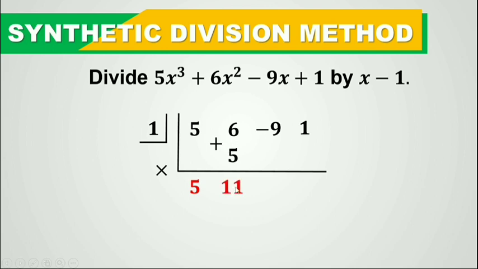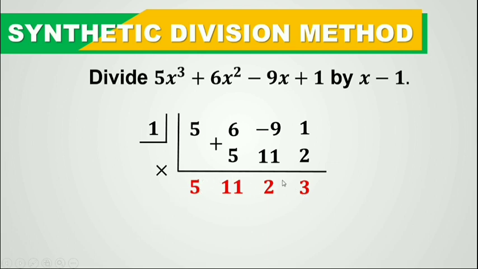And then just repeat the procedure. So 11 multiplied by 1, that's 11. And then add them, negative 9 plus 11, that's 2. And then 2 times 1, that's 2. And then 1 plus 2, that's 3. Now, these are the numerical coefficients of our answer.